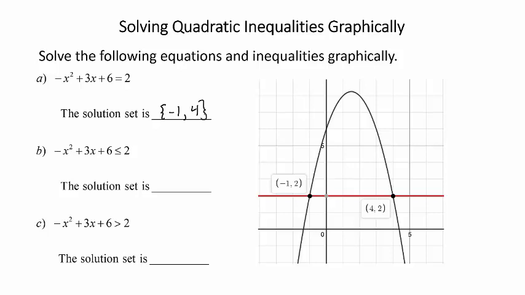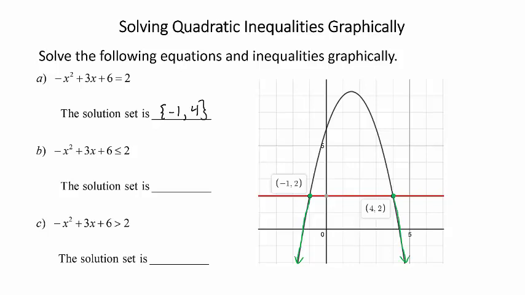Okay, so in part B, when we're asked to solve negative x squared plus 3x plus 6 less than or equal to 2, we need to think about where is the parabola less than or equal to that horizontal line at y equal to 2. Since it's less than or equal to, I'm going to say these are solid dots. I'm going to put the solid dots here in green, right at those intersection points. And since we're being asked a less than or equal to question, where is this quadratic function below the line y equal to 2?